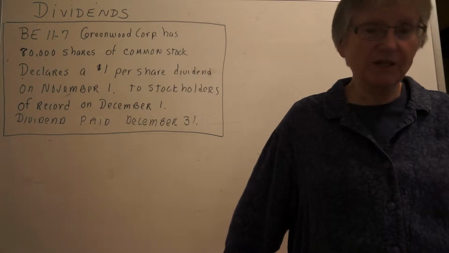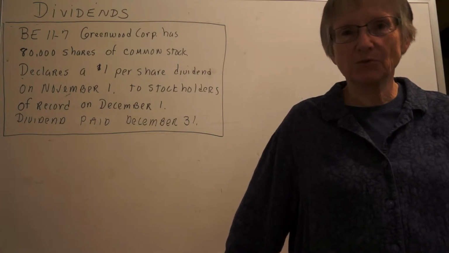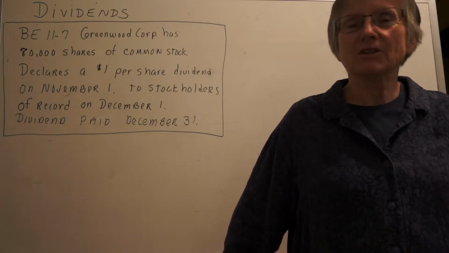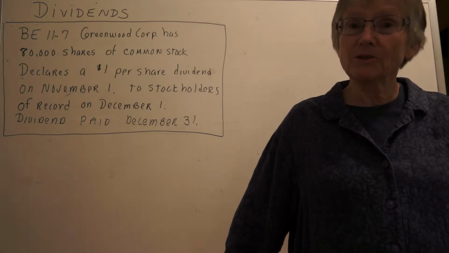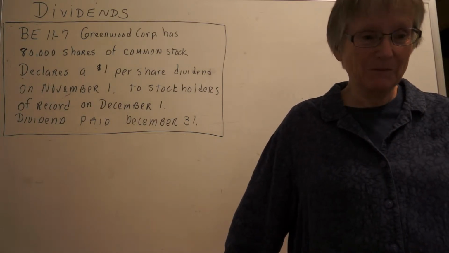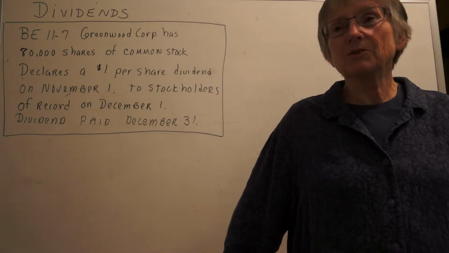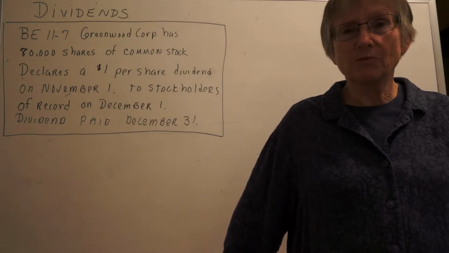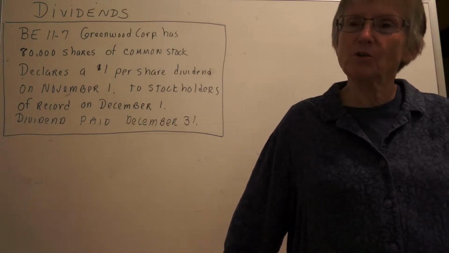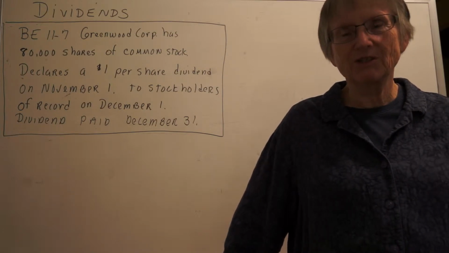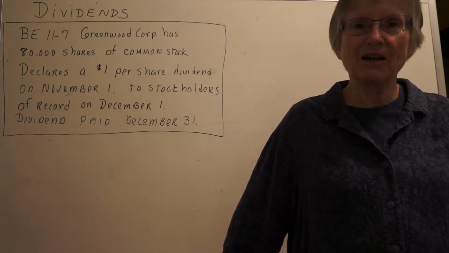So we'll have several dates involved here. There'll be the declaration date of the dividend. That's the date that the board of directors declares it. That's when it becomes a liability. They will say that we're going to declare a dividend of $1 a share to stockholders of record on a certain date, and then we'll pay it on a date after that.